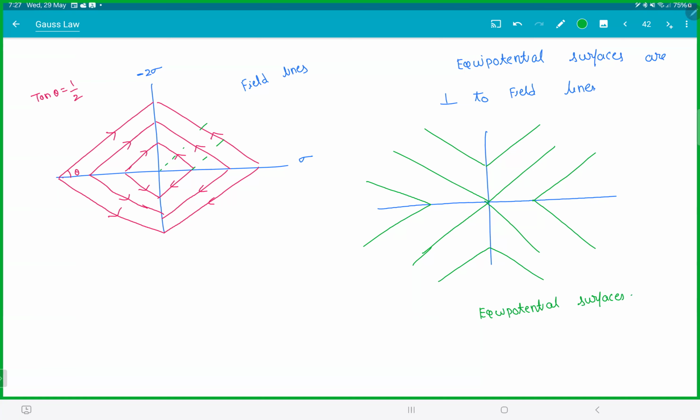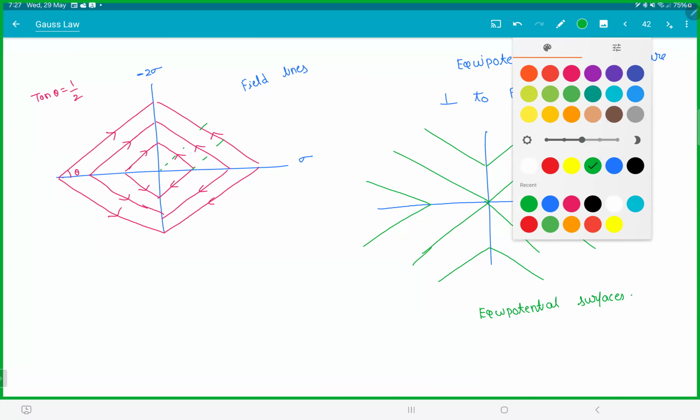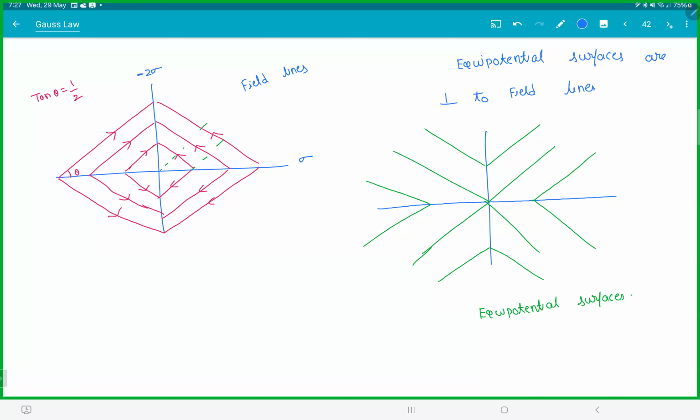Clear, everyone? Generally, when they ask you for equipotentials, it is preferable to go from the field lines, and that is an easy way. Draw the field lines and draw planes perpendicular to them, and you'll get it. Any doubts on this? Clear? Going ahead.